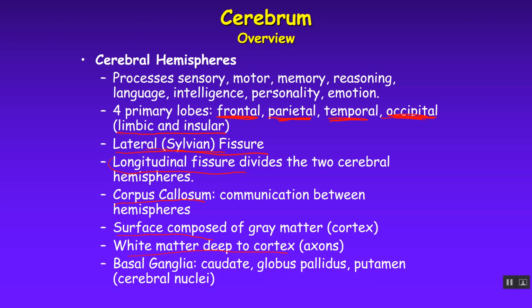So in the cerebrum, the cell bodies are on the outside, and the white matter, the axons, are on the inside. In the spinal cord, the cell bodies are more on the inside, in the center, and the white matter is on the outside, so it's reversed. We also have, as part of the cerebral hemispheres, these big structures called the basal ganglia, which is your caudate, globus pallidus, and putamen together making up this group of nuclei.